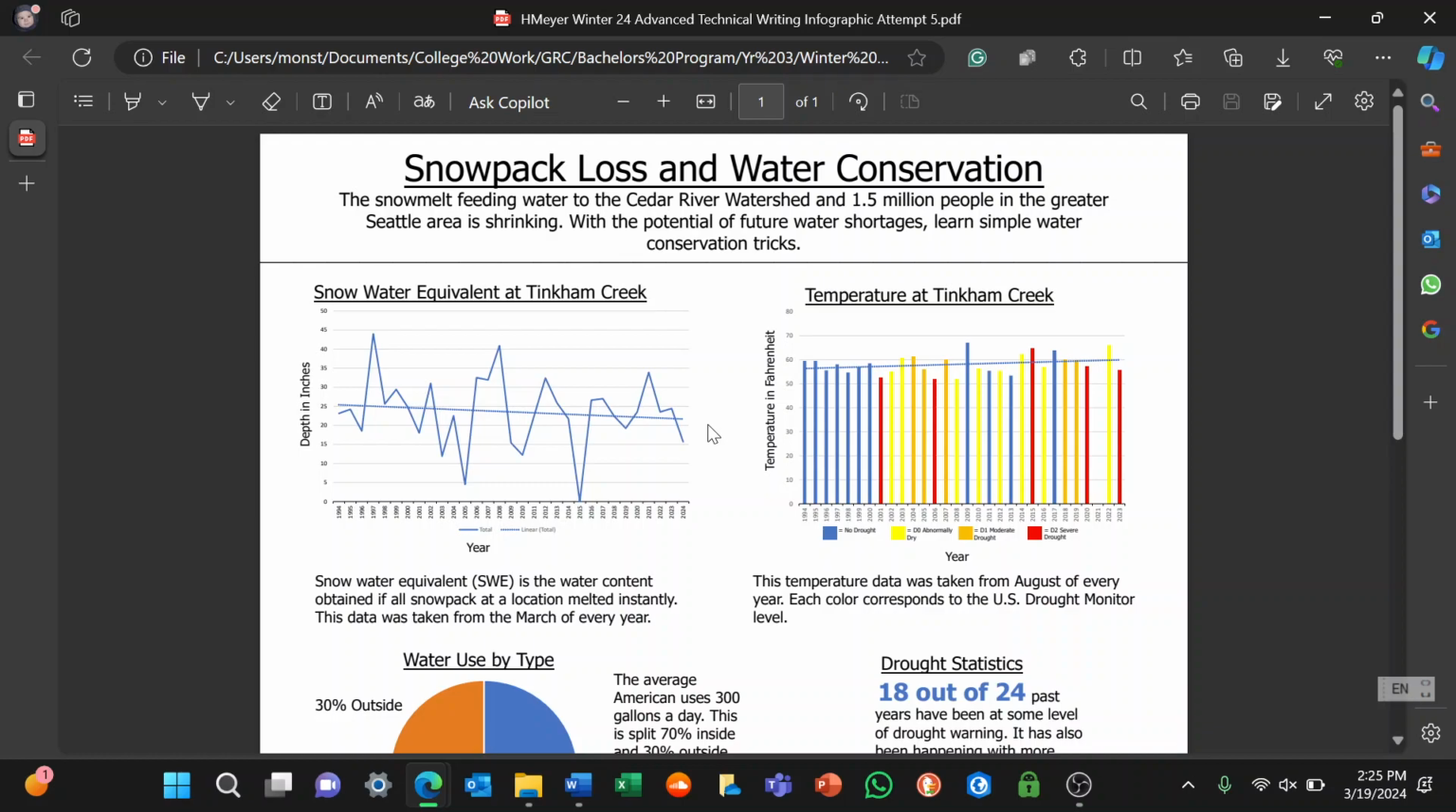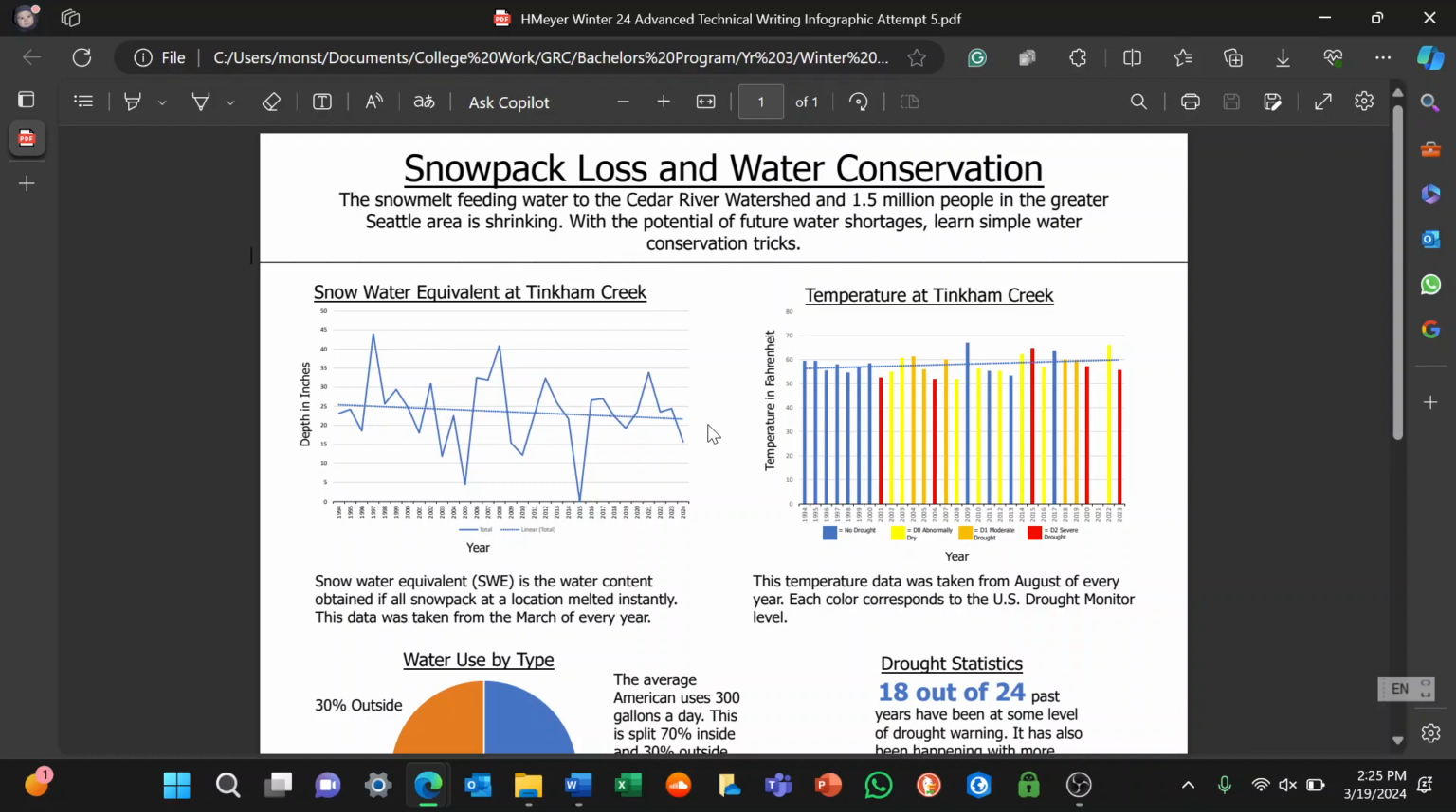The second graph I did is a column graph showing temperature at Tinkham Creek. The temperature was taken from August, while the snow water equivalent was taken from March. In March, you're generally not going to get that many more snow events, so the level should be about the max it will be. And in August, it's not going to get much hotter, and it'll start cooling off going into September, so I felt like it was good to choose both the highest level of snowpack and the highest temperatures.